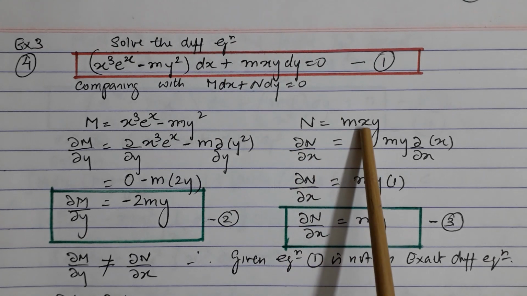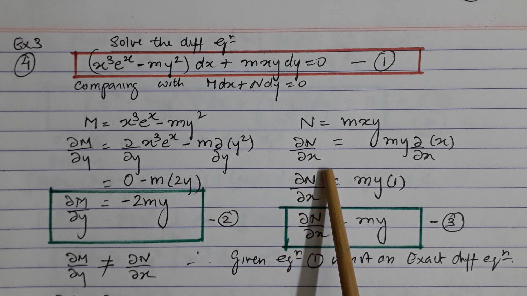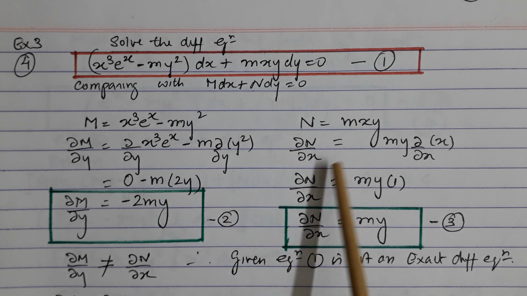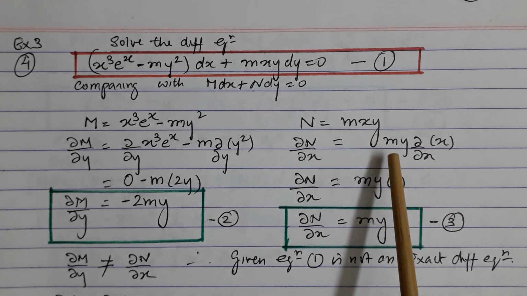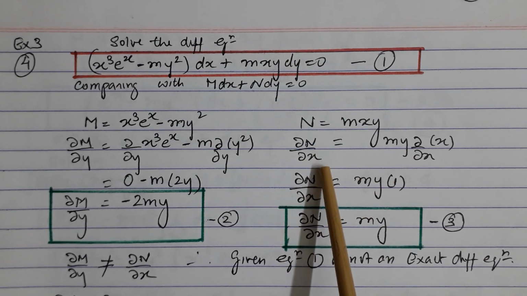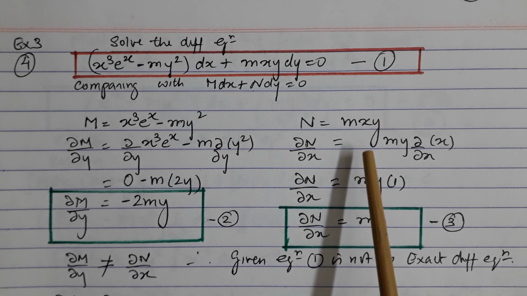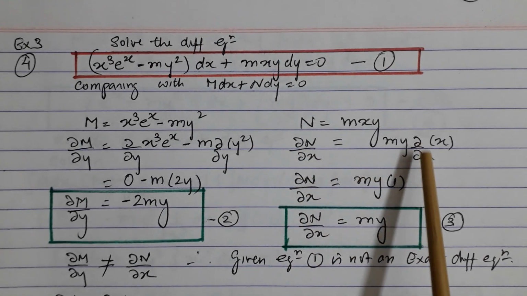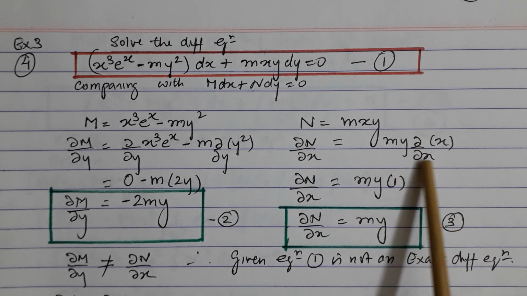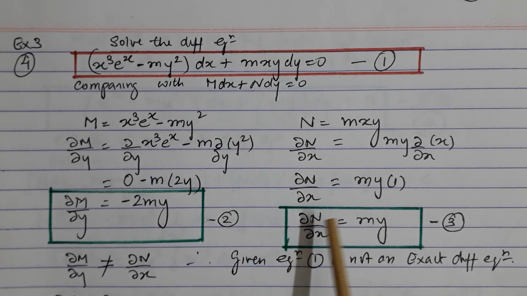Now N = mxy. So let us now partially differentiate N with respect to x. Therefore, ∂N/∂x = my ∂/∂x of x. Now m is a constant, and whenever you are differentiating partially with respect to x, you have to treat y as a constant. So m and y come out, so ∂N/∂x is my ∂/∂x of x. Now ∂/∂x of x equals 1. So ∂N/∂x is my into 1, so ∂N/∂x = my.